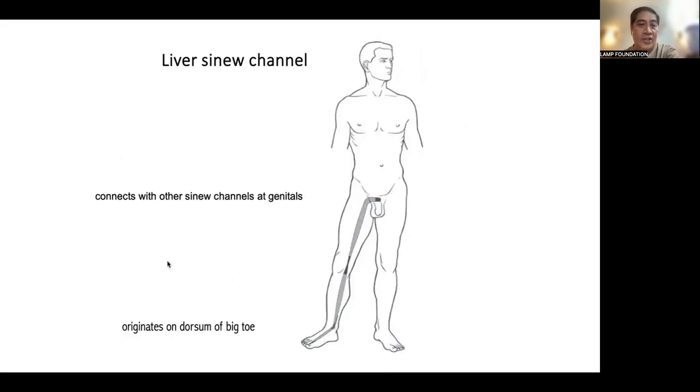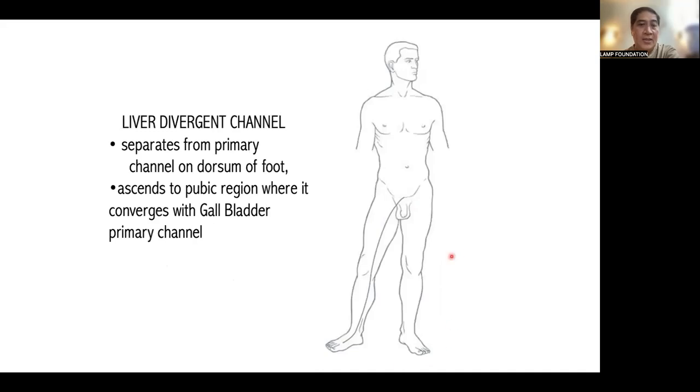Next is the divergent channel. So the divergent channel separates from the primary channel on the foot and continues upward to the pubic region where it converges with the gallbladder channel. Okay? So if you feel itchy here, think of the liver and the gallbladder.